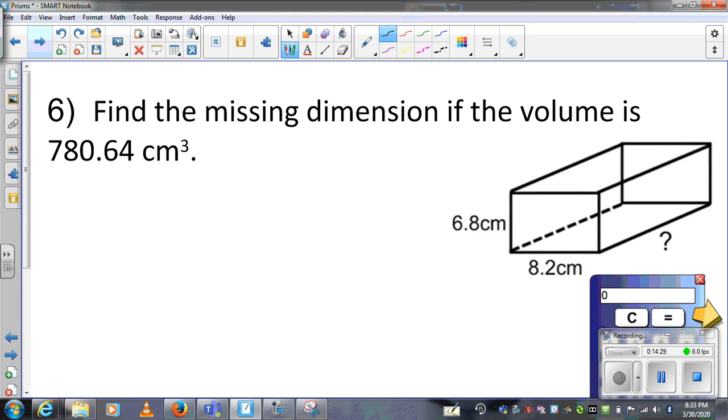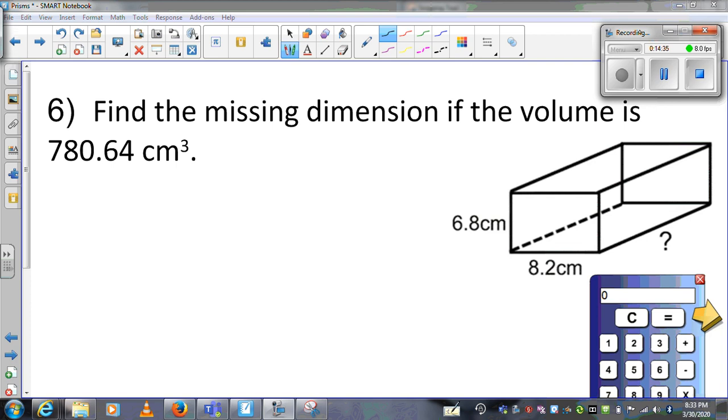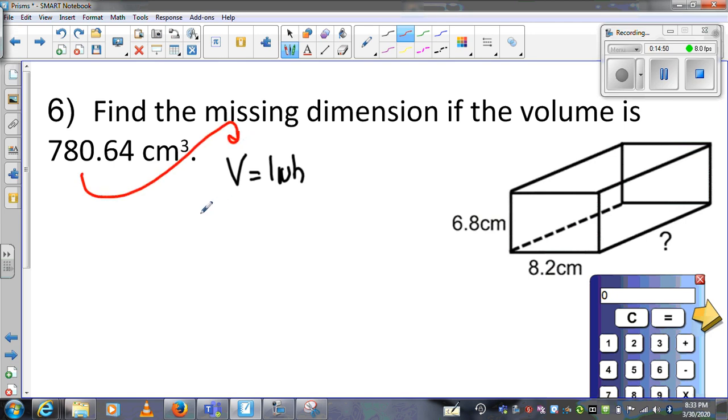All right, let's do this again. Oh, much more complicated. We're definitely going to need this calculator here. Okay, find the missing dimension if the volume is... All right, looks to me like a rectangular prism, so volume is equal to length times width times height. Let's plug in what we know. So the volume is 780.64.